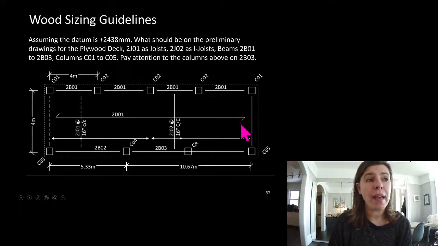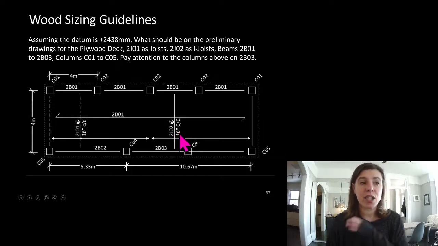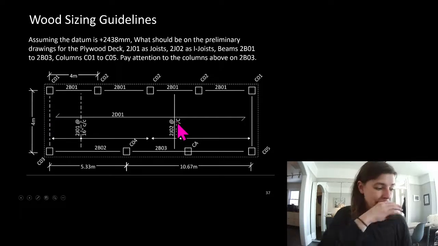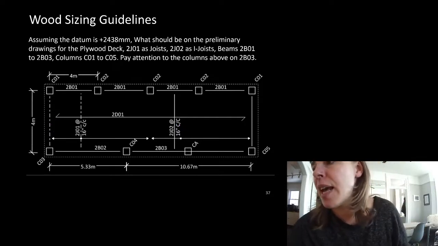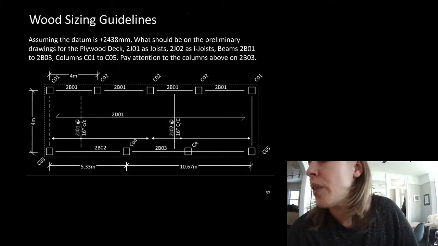We know right away that picking up that deck is going to be plywood. They've already told us it's plywood, which means we need something at 16 inches center to center. And look to our relief, 2J01, they did say at 16 inches center to center. And 2J02, they did say that it's at 16 inches center to center. So there's something picking up that plywood every 16 inches. Just in case there's somebody that doesn't understand what I'm talking about there.